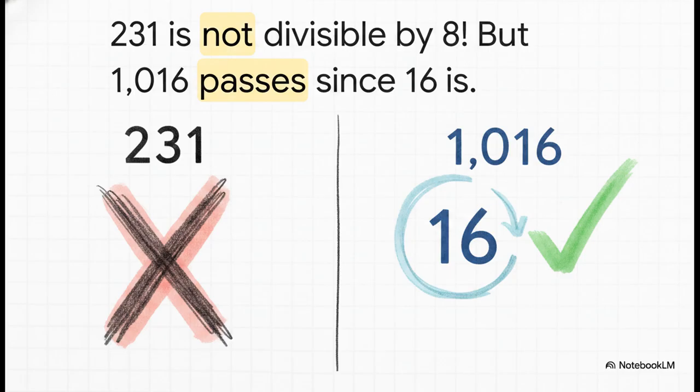But look at 1016. Grab the last 3 digits. That's 0, 1, 6, which is really just 16. Does 8 go into 16? Yes, twice. So 1016 passes perfectly. That's the power of these cheat codes.